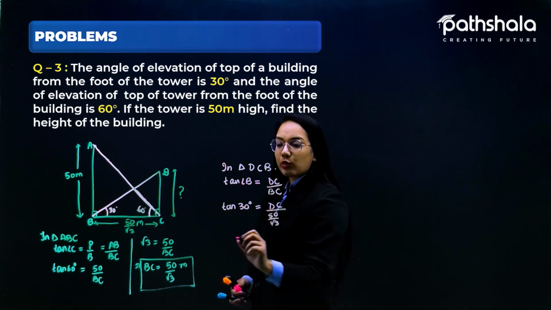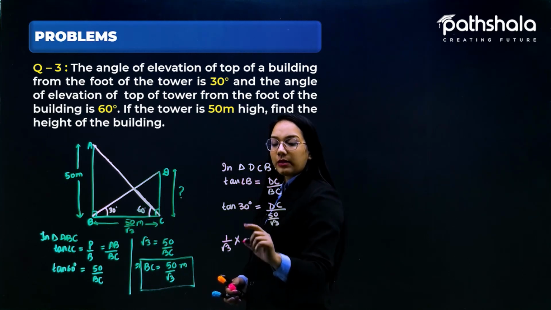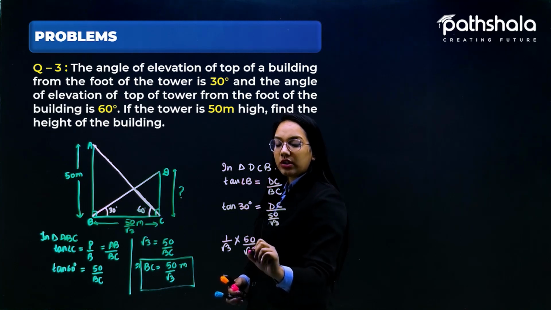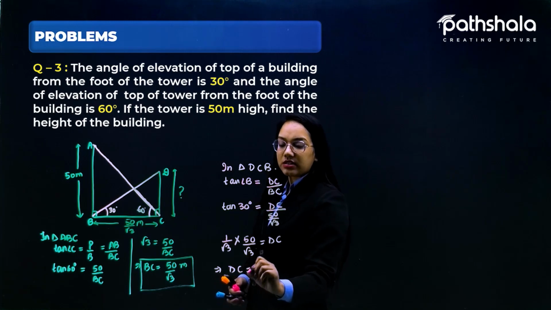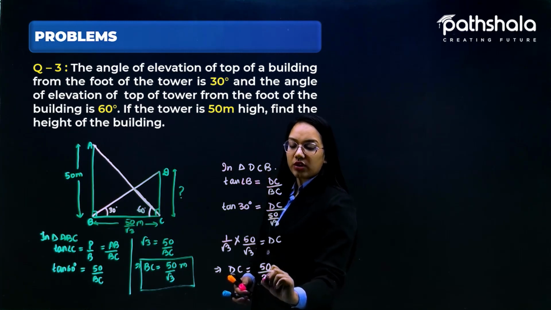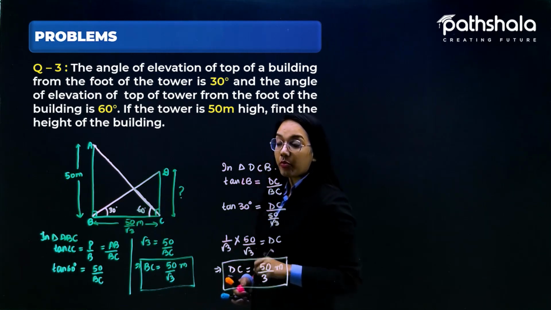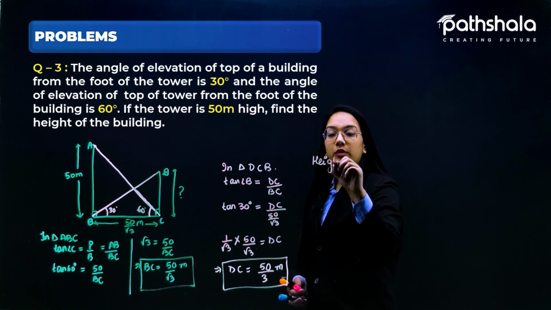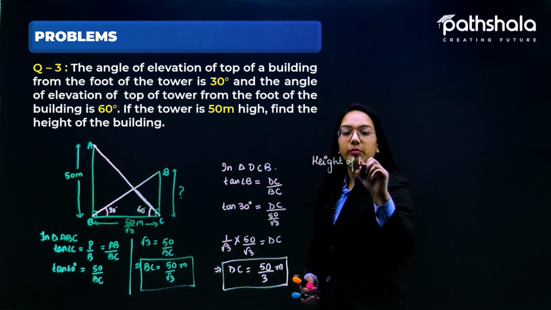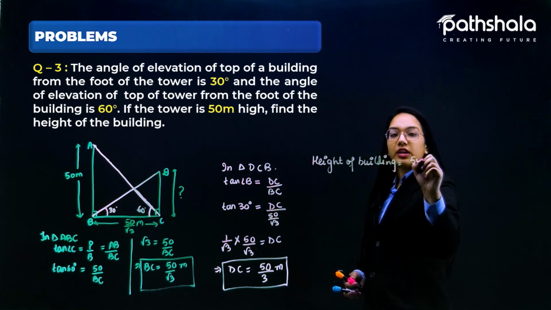Now let's calculate DC. We know tangent 30 is 1 by root 3, which gets multiplied with 50 by root 3, and that is equal to DC. So at the end, DC comes out to be 50 by root 3 into root 3, which is 3 meters. So this is the height of the building, and the height of the building is 50 by 3 meters.